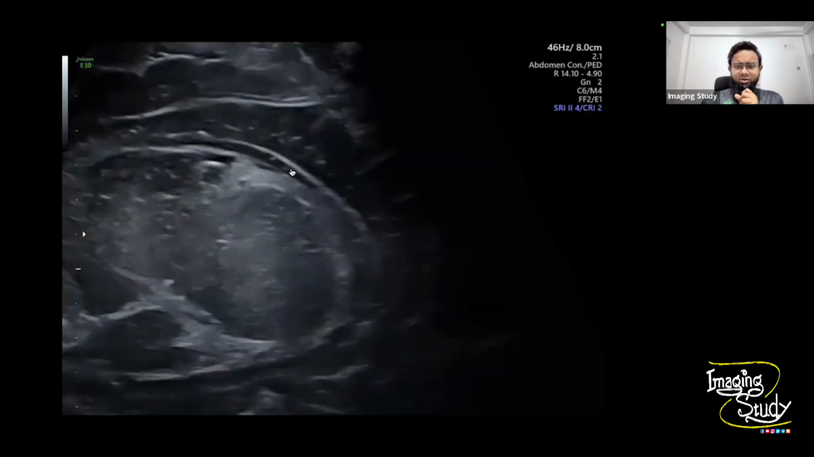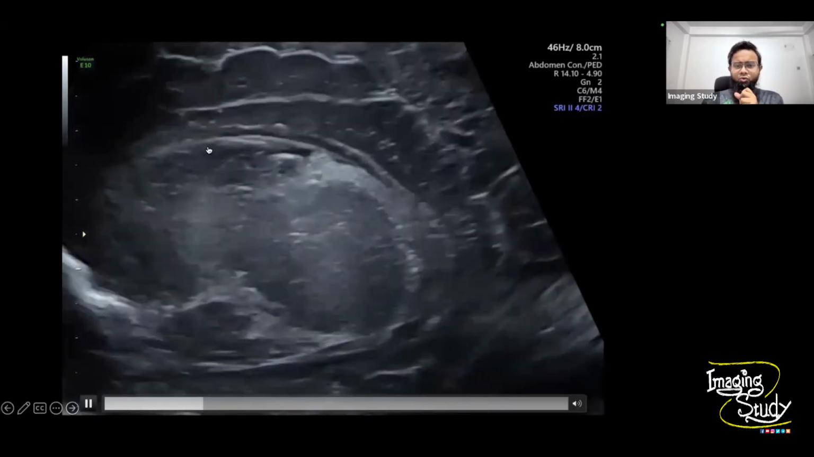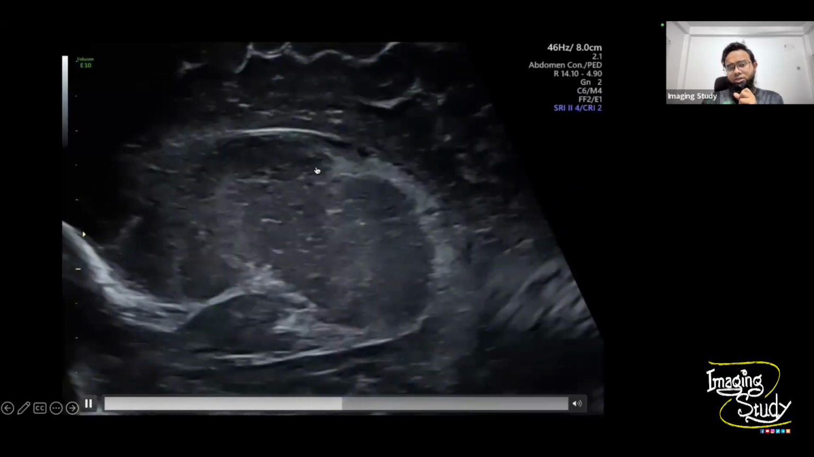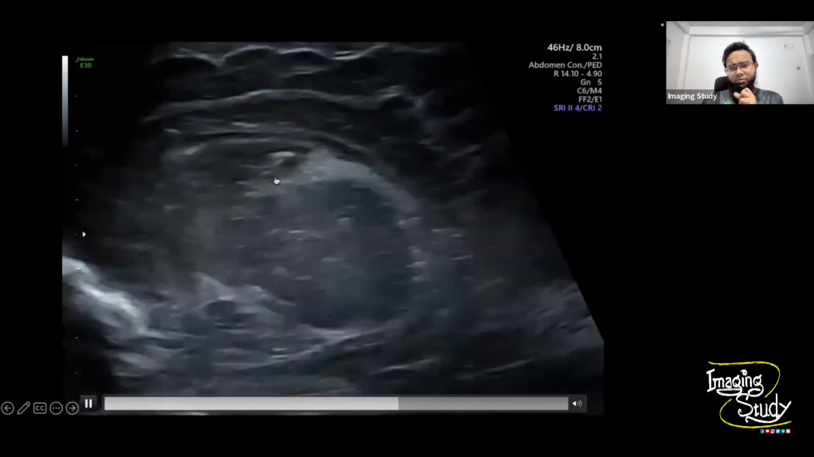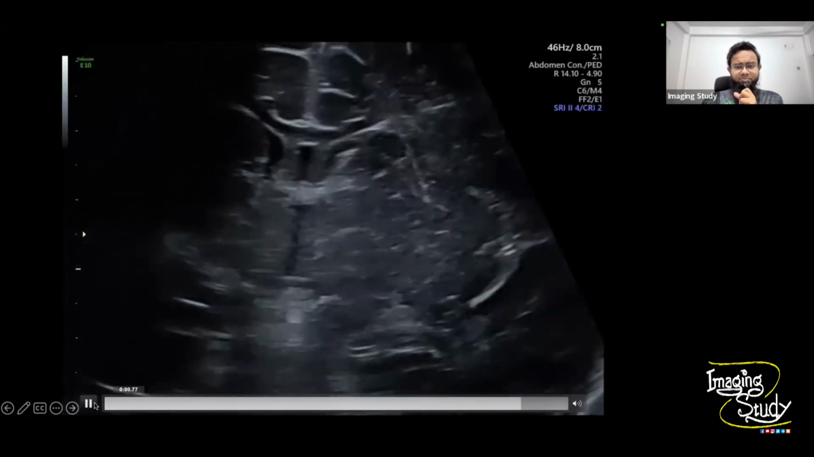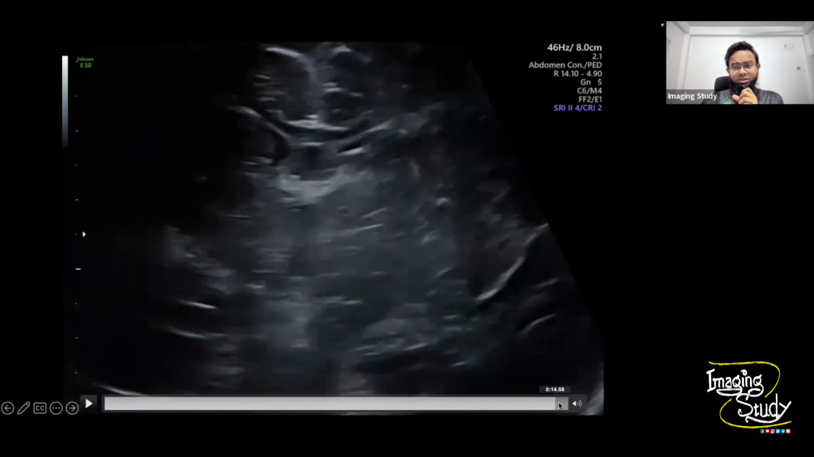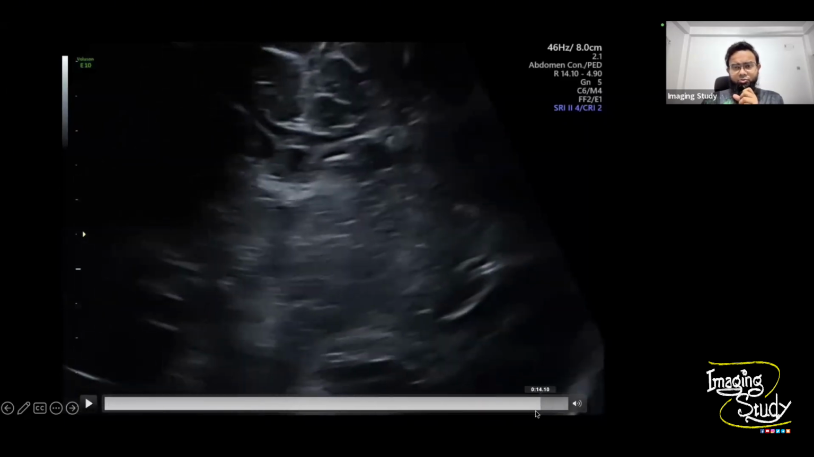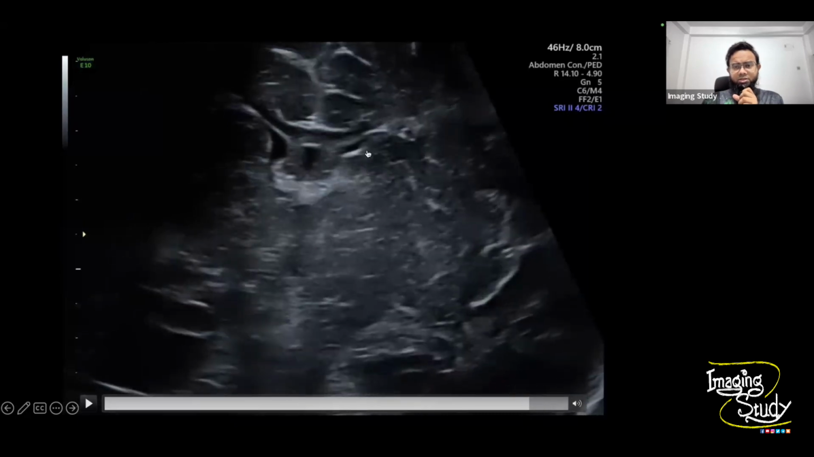You see the cystic area over here, it is the left caudothalamic groove. You see this one, it's located within the ventricle actually. If you put the transducer, just rotate it to the coronal section, and I need to move the transducer a little here. You can see this one. This is located at the caudothalamic groove.